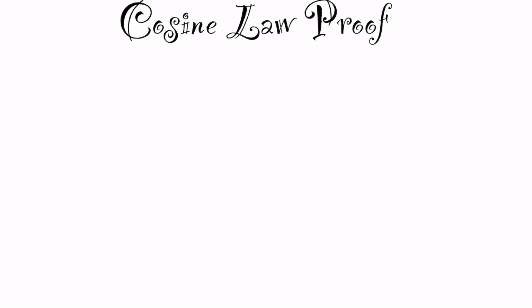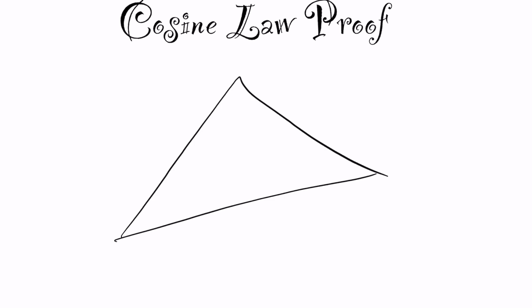All right, in today's lesson, we're going to do a proof of the cosine law. To prove the cosine law, we'll start off and draw ourselves a triangle. Label the triangle: vertex A, vertex B, vertex C. Directly across from angle A, put length a, across from angle C, length c, across from angle B, length b.